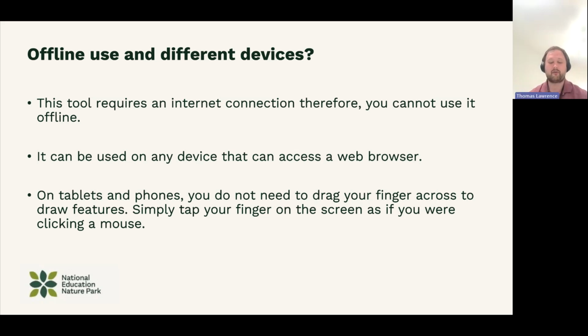On a tablet or phone, a handheld device, you don't need to drag your finger across to draw features. On the Field Maps, that was something that generally would happen, and it did lead to a lot of interesting shapes, certainly when we were doing it with students. So just a reminder, you just need to tap, and if you're doing an area, that area will then form. As I said, simply tap your finger on the screen as if you were clicking a mouse.